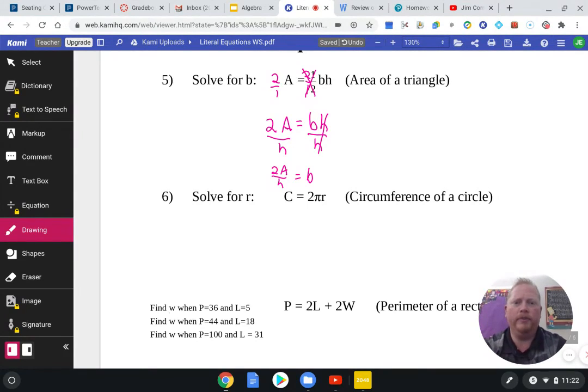Let's talk about the circumference of a circle. C equals 2 pi r. If I want to get r all by itself, I can get rid of 2 pi, both things, all in the same step. So c over 2 pi equals r. Problem done.